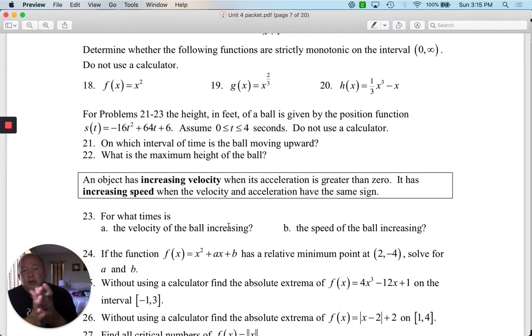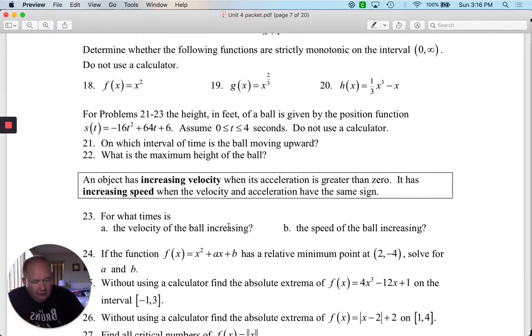So if I want to know when the speed is increasing, I have to look at both the velocity and the acceleration and see when the signs are the same. Either both are positive or both are negative, then the speed is increasing. But for increasing velocity, I'm only looking to see when the acceleration is positive. So let's go through each one at a time.